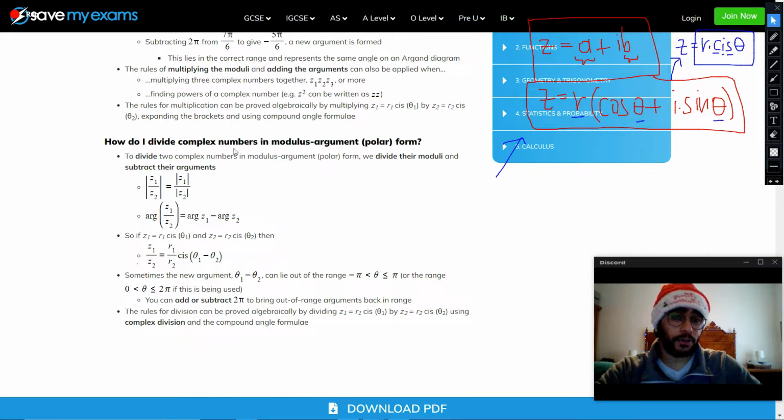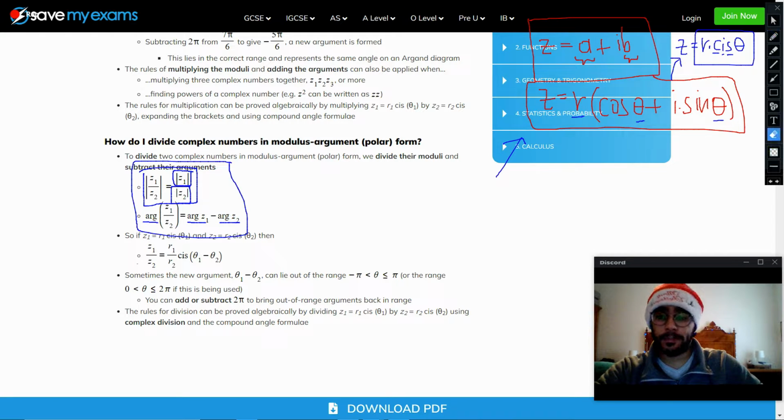How do I divide complex numbers in modulus argument polar form? The same idea: when you divide two complex numbers and take the modulus, that's the same thing as finding the modulus for each one of them and then dividing those results. And if you divide two complex numbers and find the argument, that's the same thing as finding the argument of the first one and the argument of the second one, and then subtracting these arguments. These are two important rules for division in the polar form. Let's see an example.